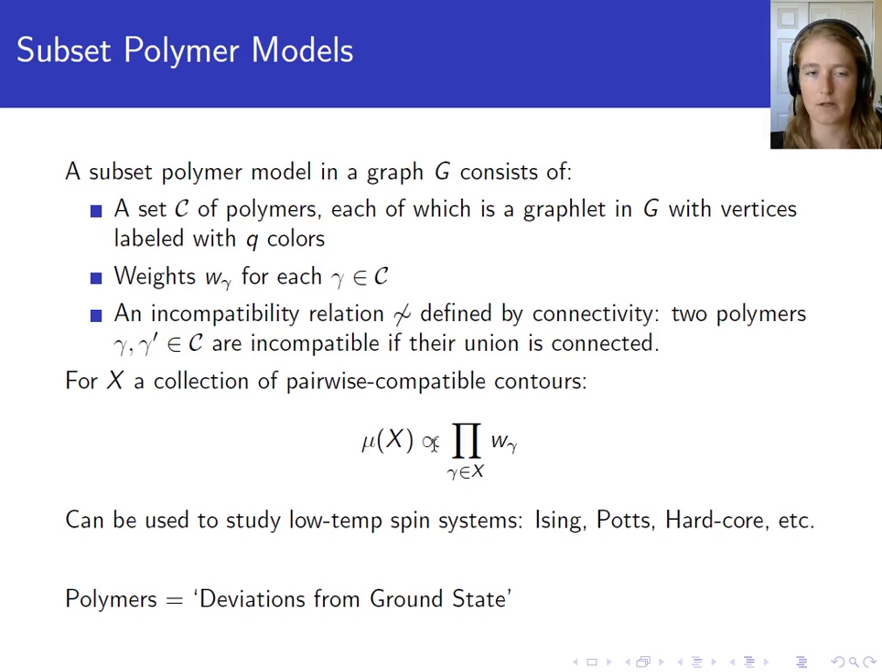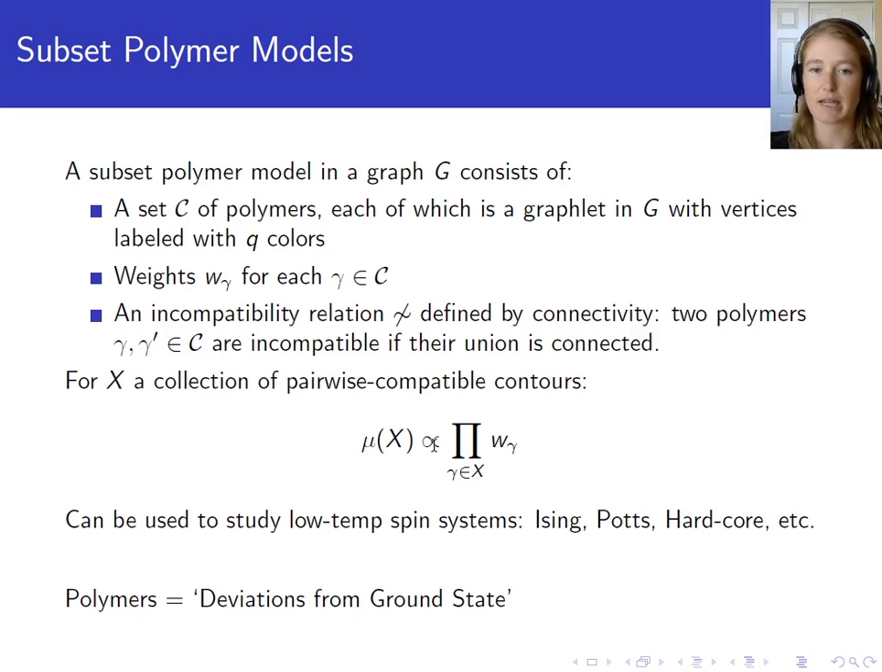Okay. So now let me talk a little bit more specifically about polymer models and about subset polymer models. So a subset polymer model in a graph, you've got three things. You've got a set of polymers, each of which is a graphlet, so a connected induced subgraph of your graph. And we assume that the vertices are labeled with up to Q colors. Okay? And for every polymer, for every graphlet, it has a weight.